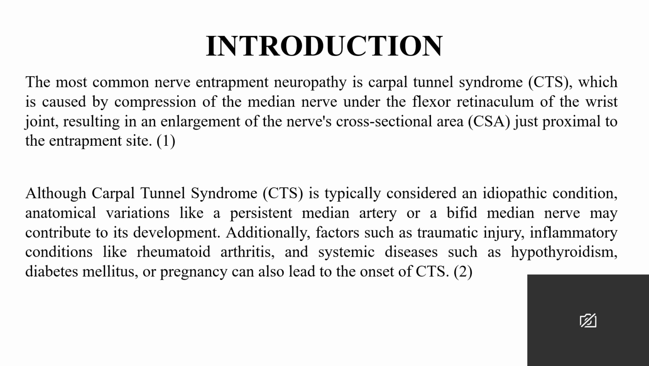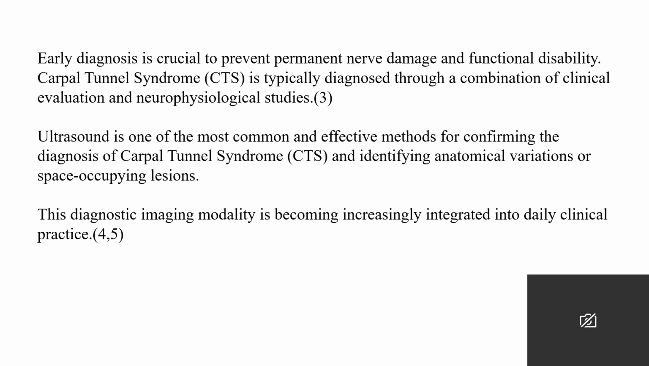Additionally, factors such as traumatic injury, inflammatory conditions like rheumatoid arthritis, and systemic diseases such as hypothyroidism, diabetes mellitus, or pregnancy can also lead to the onset of carpal tunnel syndrome. Early diagnosis is crucial to prevent permanent nerve damage and functional disability.